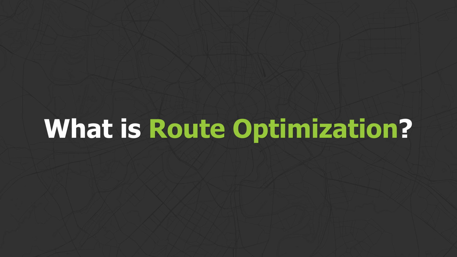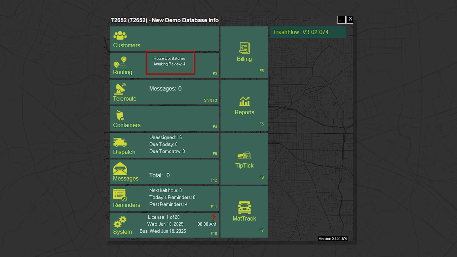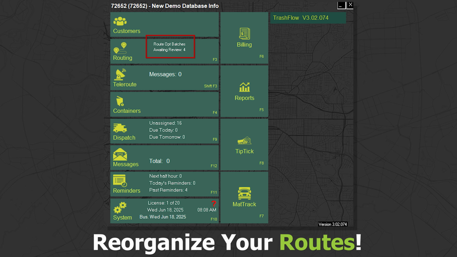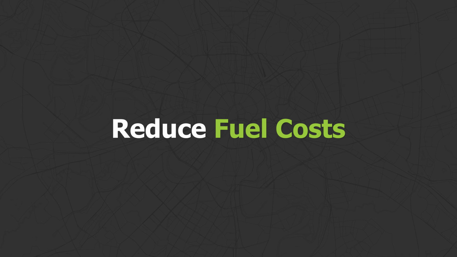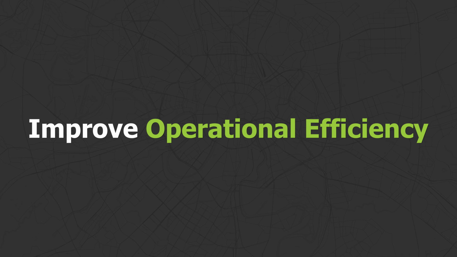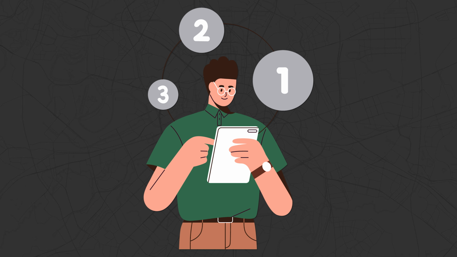What is route optimization? Route optimization is a game-changing feature that helps you reorganize your trash hauling routes to minimize travel time, reduce fuel costs, and improve overall operational efficiency. With TrashFlow, you can optimize routes with just a few simple clicks.